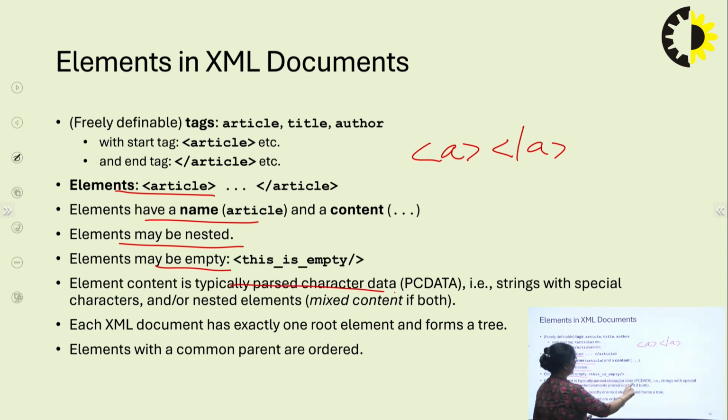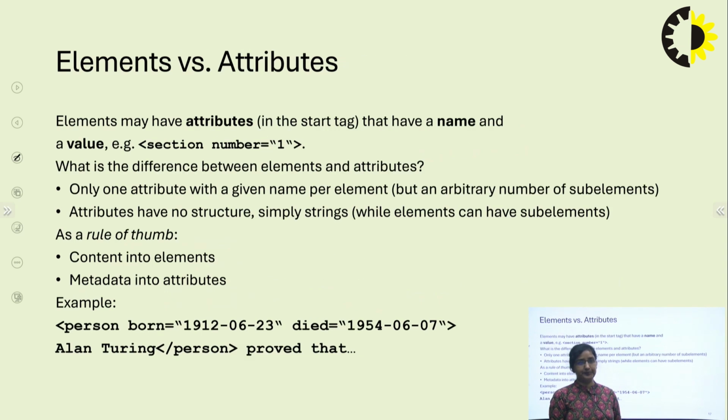Next thing, we have the character data and the parsed character data. So what is the difference between character data and parsed character data? If we have entity references and I want the meaning to be retained, then I will write PCDATA, that is parsed character data. And if I want the entity references to not have any meaning and be read as they are, then we will write simple CDATA, which is the character data.